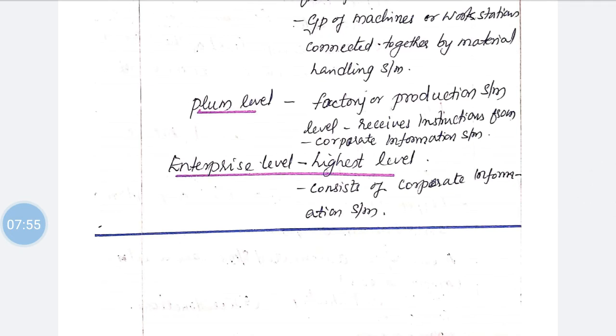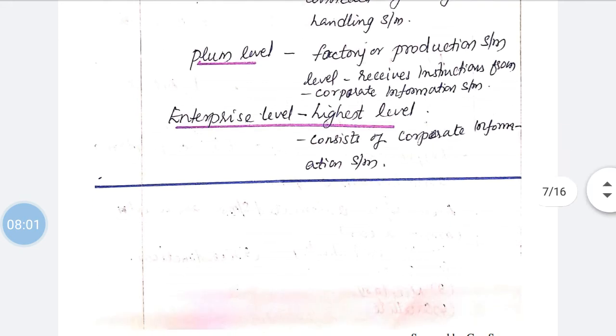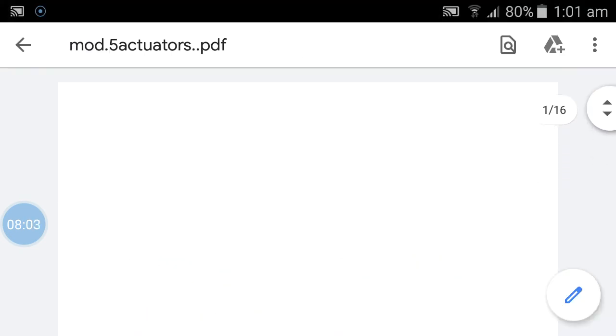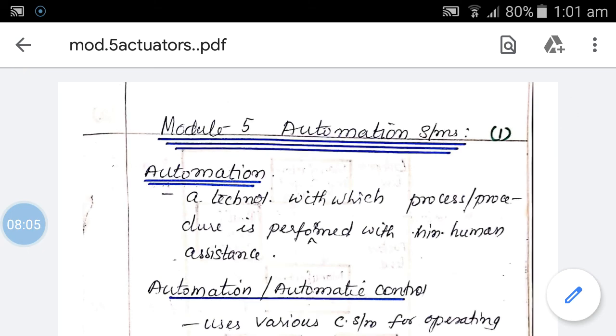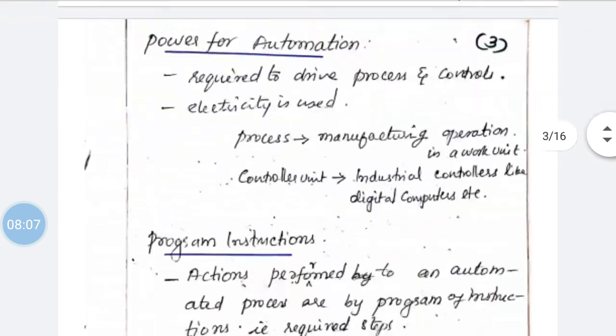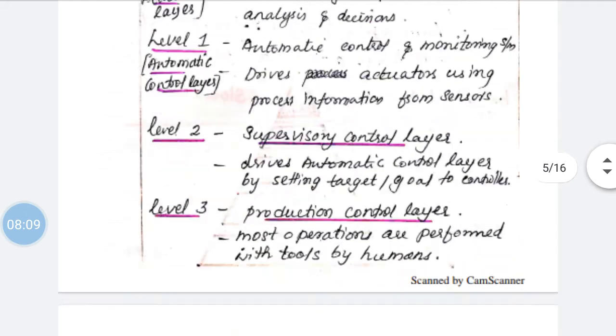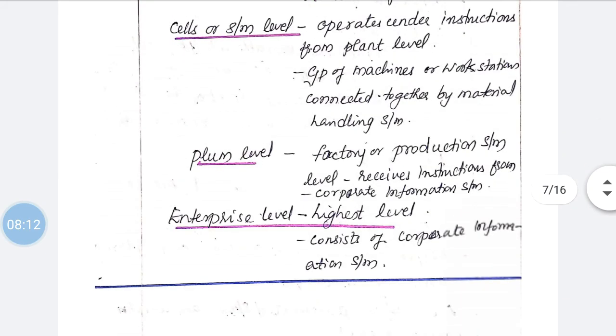The next is the plant level, or factory or production system level. It receives instructions from the corporate information system. Enterprise level. The enterprise level is the highest level. It consists of the corporate information system.